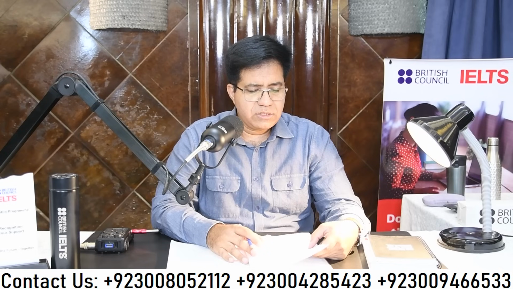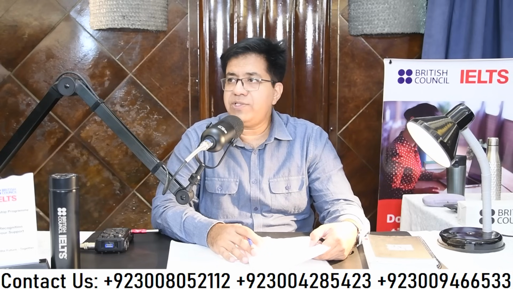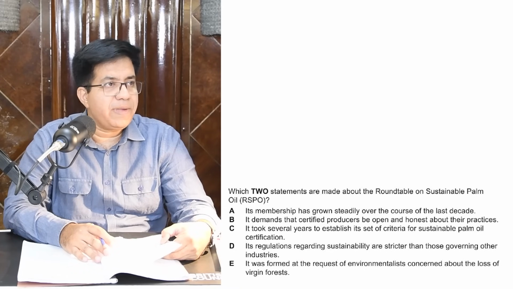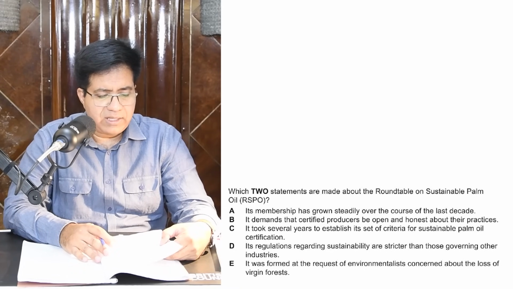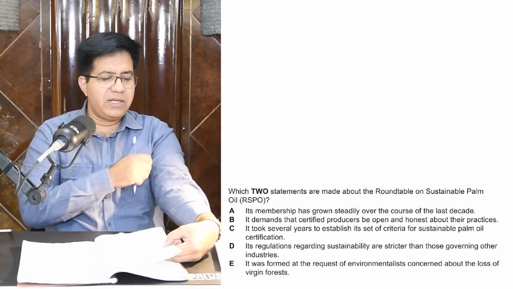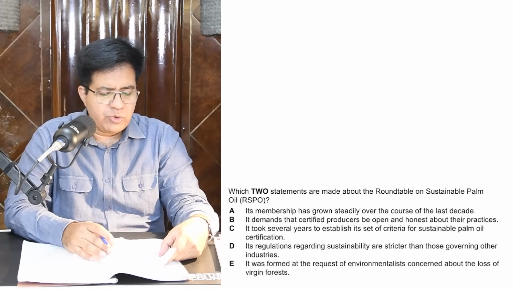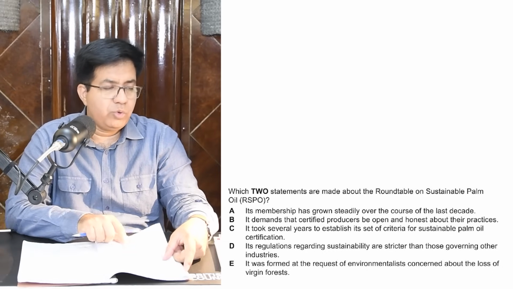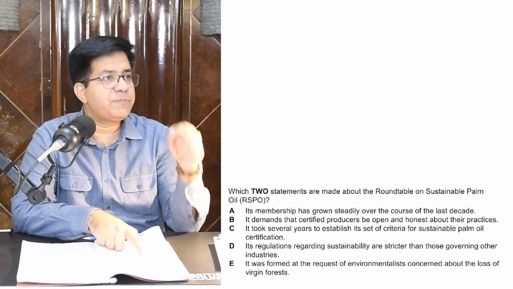All right. So now we go back to questions 21 and 22. The questions are: choose two letters from A to E. Write the correct letters in boxes 21 and 22 on your answer sheet. Which two statements are made about the round table on sustainable palm oil? So, two statements about RSPO.